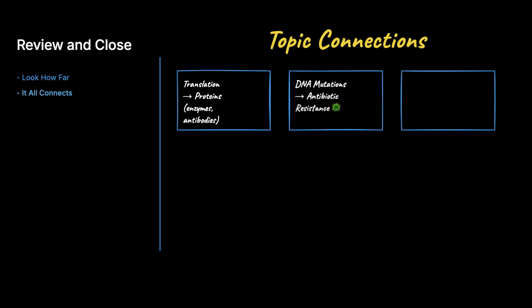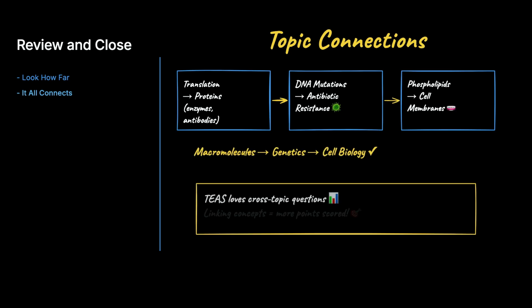Proteins built in translation become the enzymes and antibodies of the macromolecule chapter. The mutations that change DNA are the same ones driving antibiotic resistance in bacteria. Cell membranes are made of the phospholipids we covered as lipids. The TEAS loves questions crossing these lines, so seeing connections lifts your score.